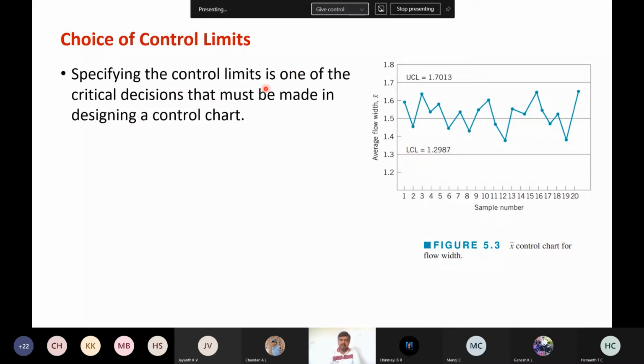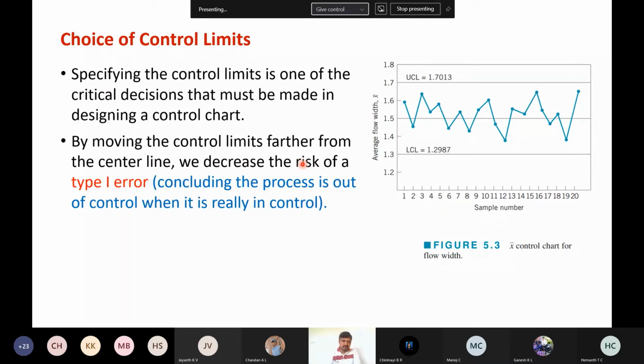So that's why it is very important to specify the control limits, and randomly you cannot fix these values. There must be some basis. You must have understanding of the process which you are performing or evaluating. What is the deviation, how much deviation you can expect, what is the acceptable level of deviation or variation. All these things you should know. Based on that, you can fix the upper control limit and lower control limit.